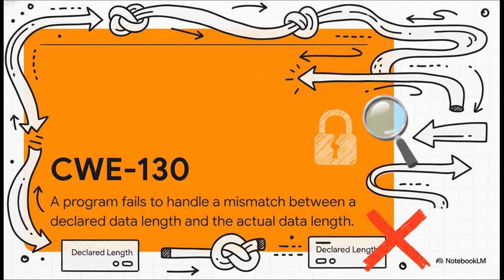You know, this isn't a new type of bug. It's a classic programming blunder. So common, it has its own classification, CWE-130. It's what happens when a program is told one length, but receives another and just doesn't know how to handle that contradiction. It's a fundamental failure of the golden rule. Never, ever trust user input.